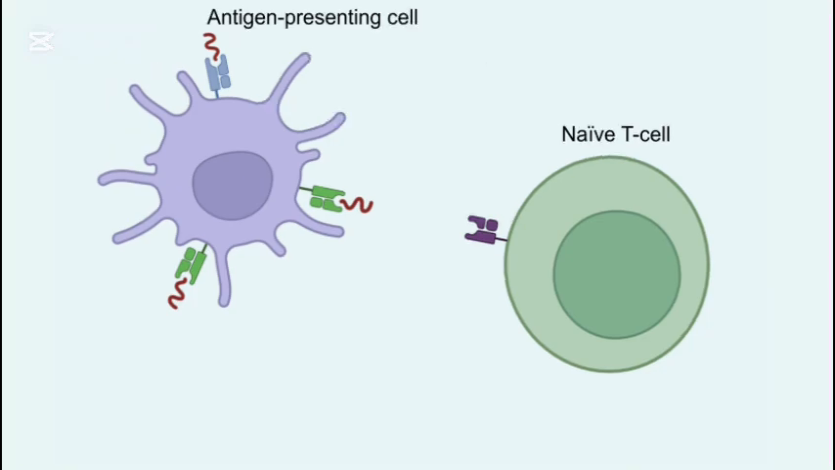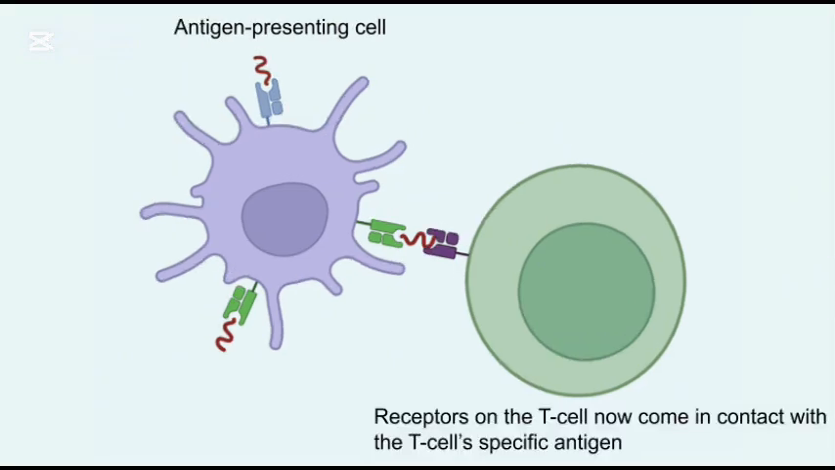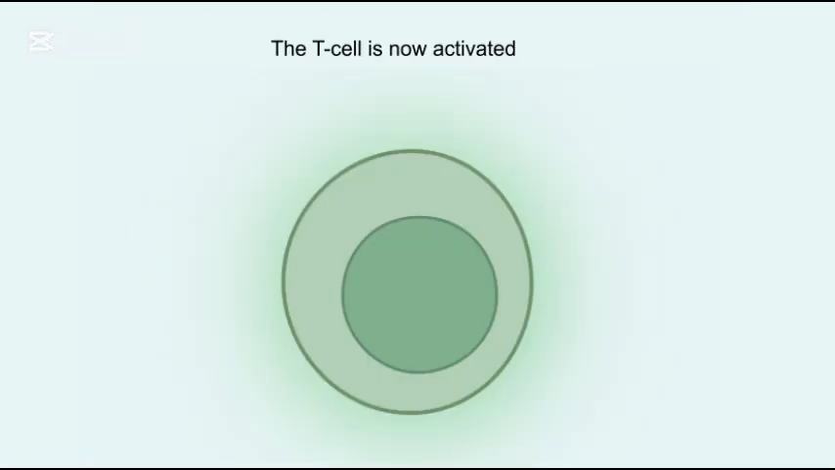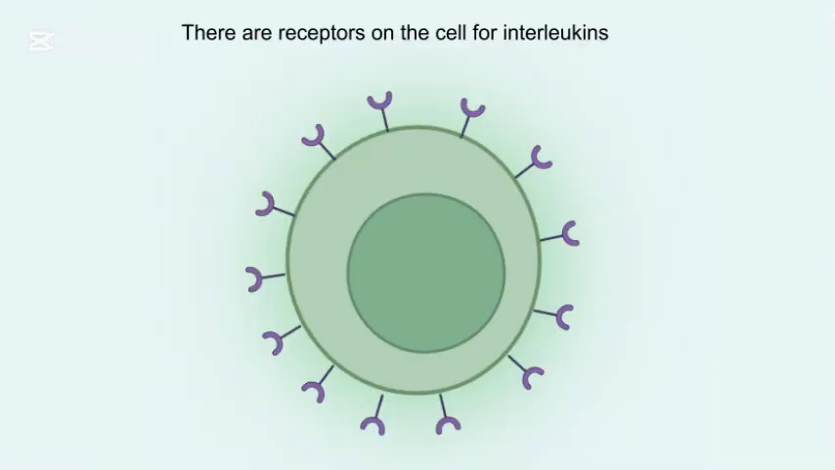The naive T cell comes in contact with the antigen-presenting cell, and its receptors bind to the antigen. The T cell is now activated. There are many receptors on the T cell for interleukins. Interleukins are a type of cytokine that serve as a chemical messenger. They can cause cell proliferation, differentiation, and activation.